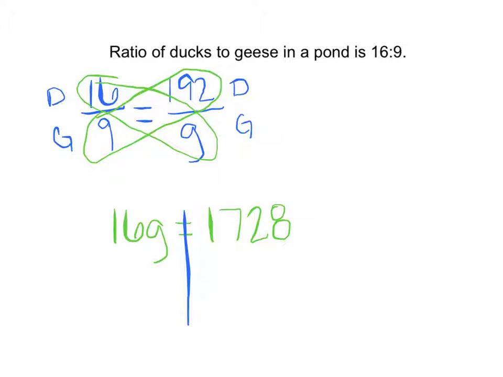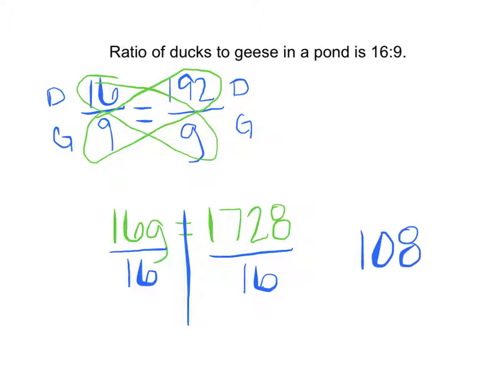Now it looks like we actually have an equation, and we can solve this. Think about, what am I going to do to undo 16 times g? I need to divide by 16. Divide both sides by 16, and we'll find the number of geese in this pond. So 1,728 divided by 16. I'm going to give you guys a second to do that. Alright, so how many geese are there? There are 108 geese in the pond.